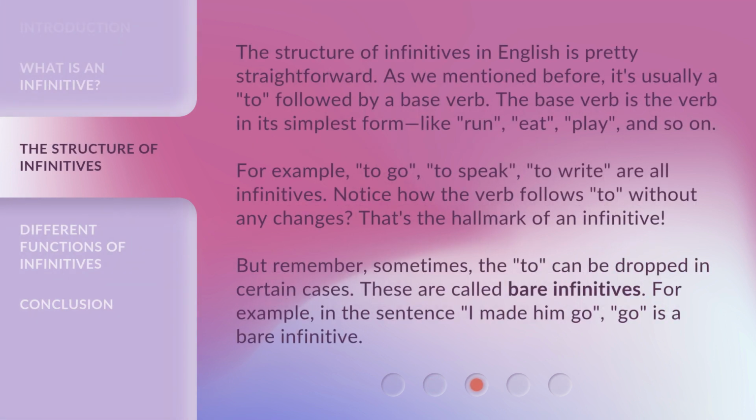The structure of infinitives in English is pretty straightforward. As we mentioned before, it's usually a "to" followed by a base verb. The base verb is the verb in its simplest form, like run, eat, play, and so on. For example, "to go," "to speak," "to write" are all infinitives. Notice how the verb follows "to" without any changes. That's the hallmark of an infinitive.